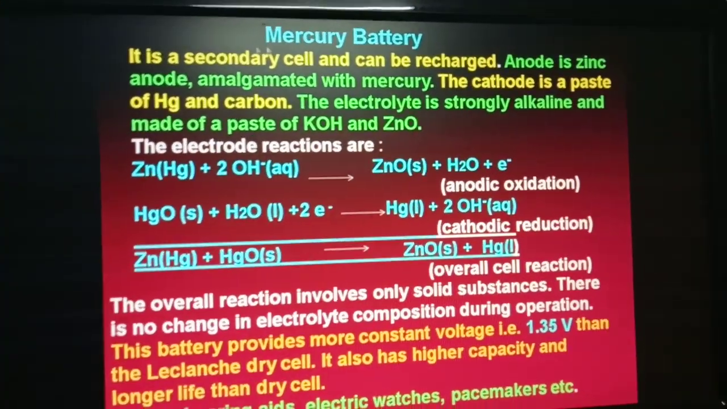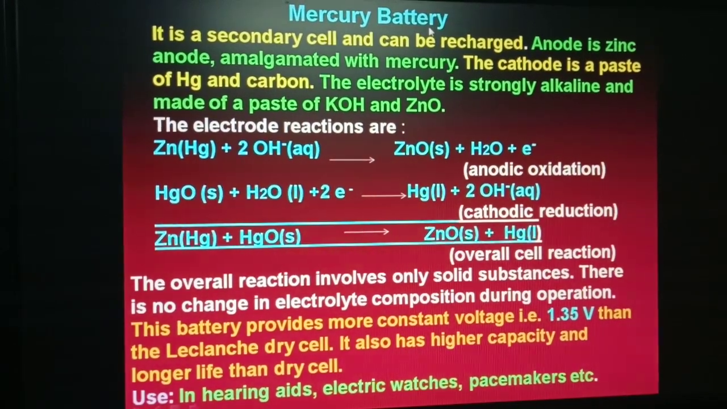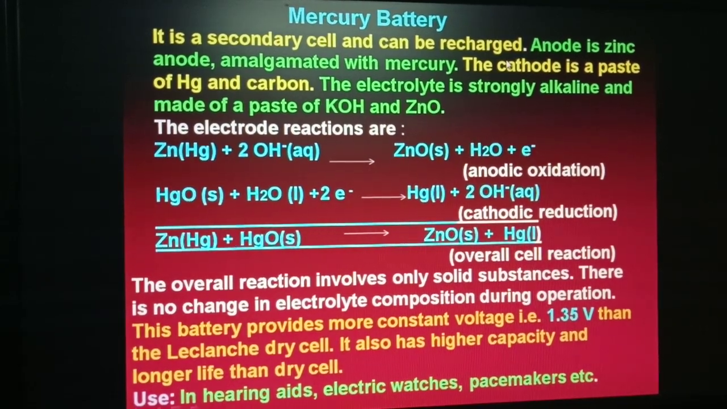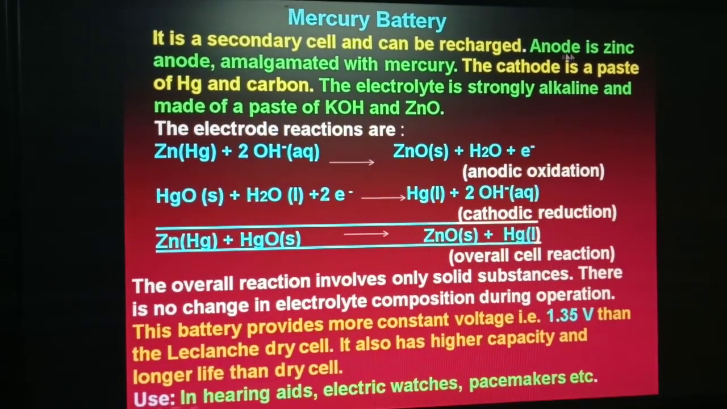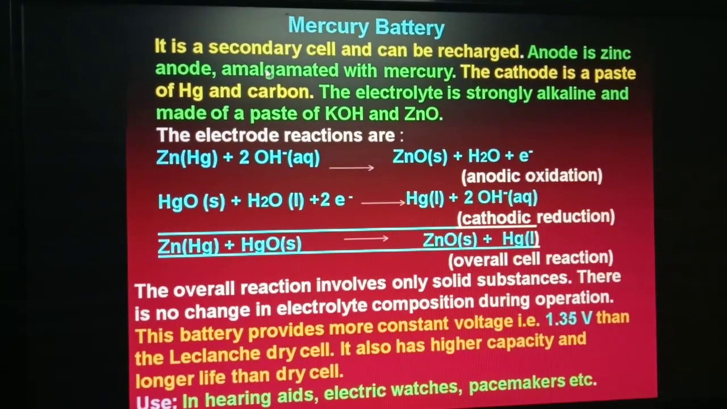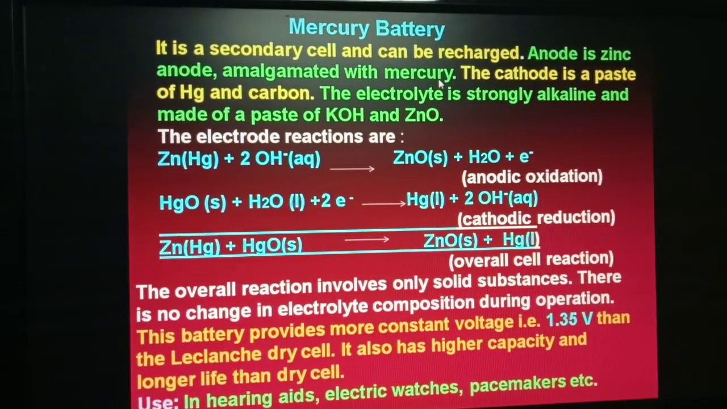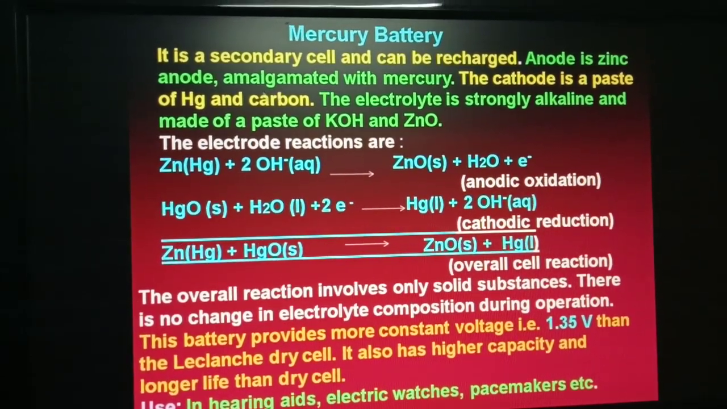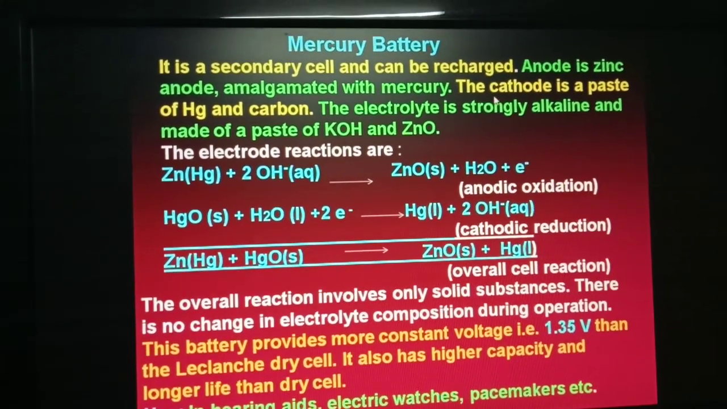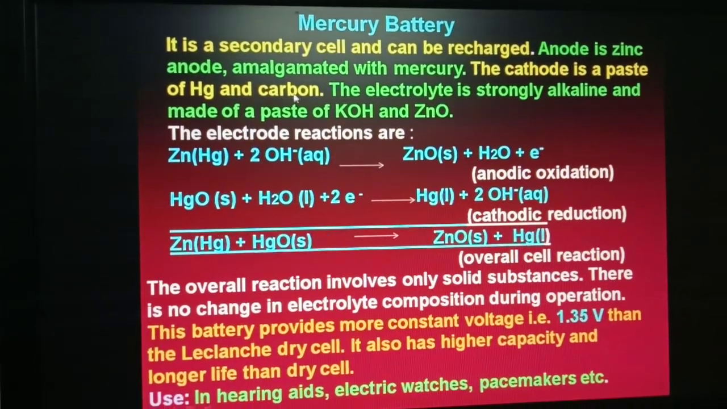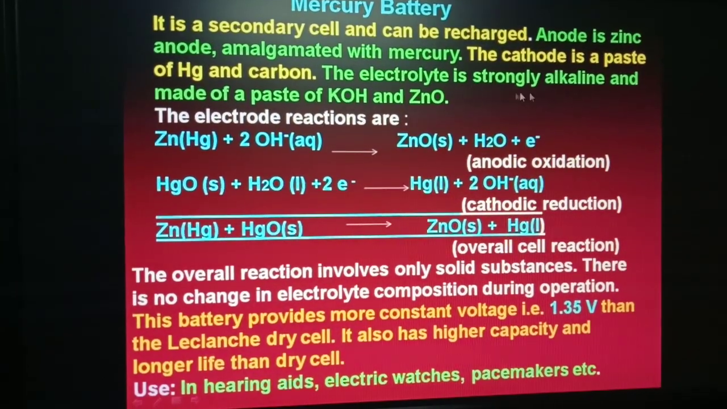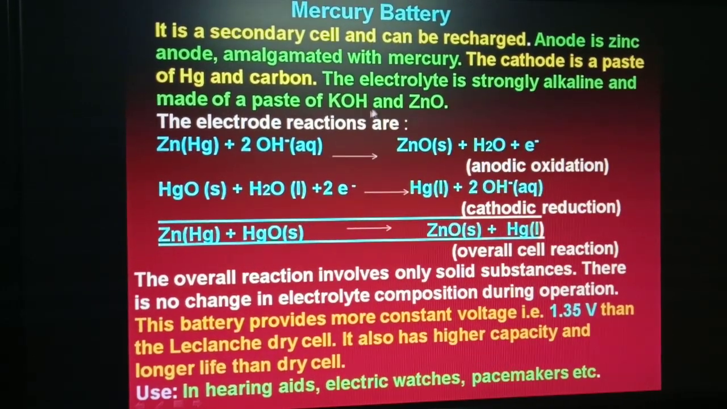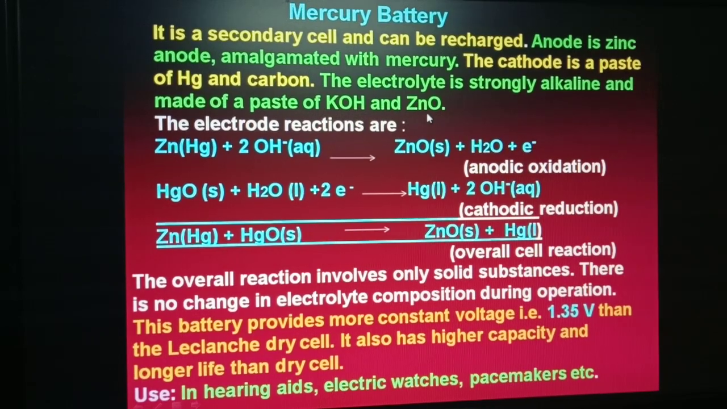Next, we will study the mercury battery. This is also an example of a secondary cell as it can be recharged. Now in a mercury battery, the anode is zinc amalgamated with mercury. Zinc combined with mercury is called zinc amalgam. The cathode is a paste of mercury and carbon. The electrolyte is strongly alkaline and made of a paste of potassium hydroxide and zinc oxide.